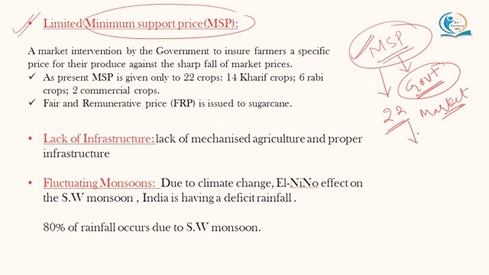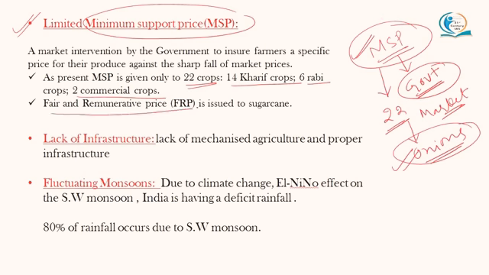Recently, if you have seen, the farmers who have grown onions don't get a proper remunerative price for their produce. So out of their anguish, they are throwing this produce on roads or into nearby lakes in order to show their discontent. At present, MSP is given only to 22 crops, that is 14 Kharif crops, 6 Rabi crops and 2 commercial crops. So this is not a comprehensive measure for preventing the farmers' distress. This MSP needs to cover more crops. Fair and remunerative price is issued only to the sugarcane crop.